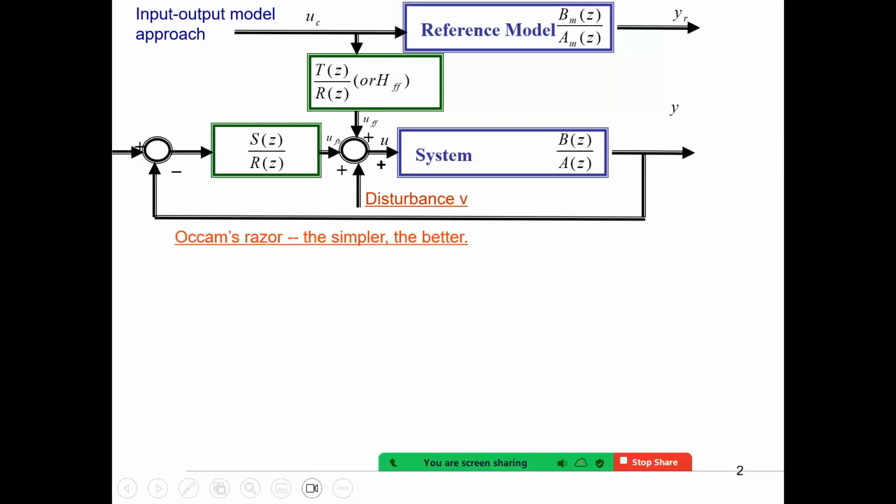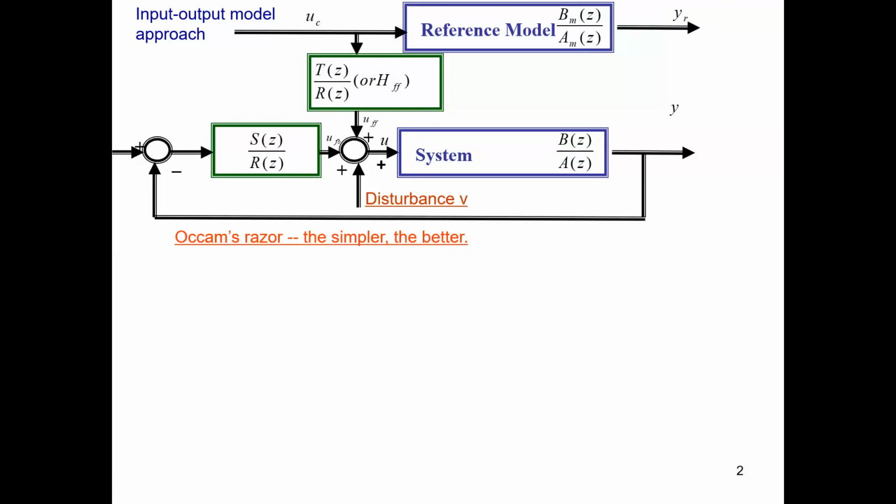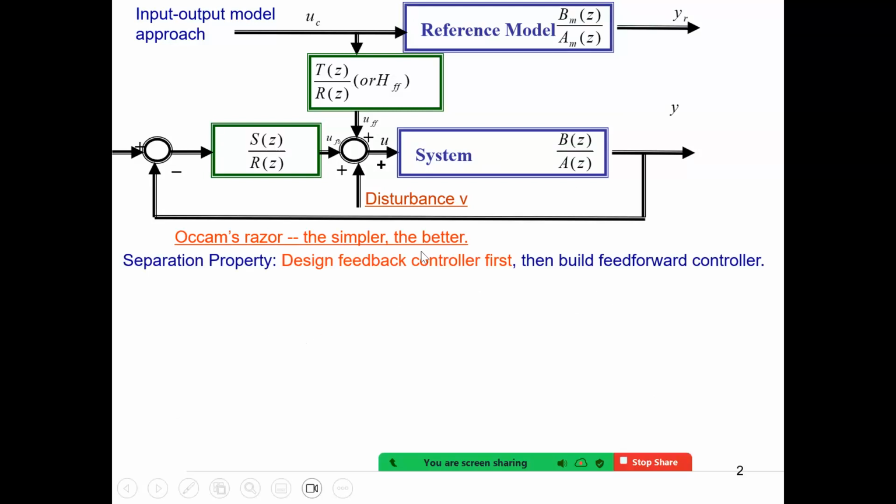First of all, always the simpler the better, which means when you design the controller, let's say, in the feedback, you try to keep the order of the controller as low as possible. If you can do it with a first order controller, of course it can also be solved with a second order controller, okay? But then you should use the simpler one. There also is a last property about how you design it: the separation property. You can design the feedback controller first and then build the feed forward controller.